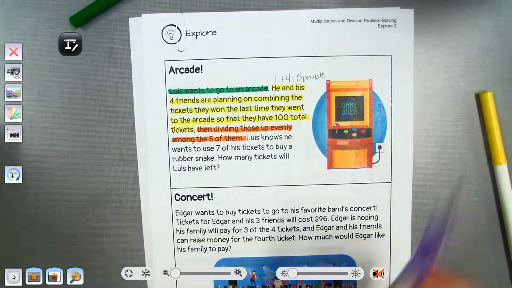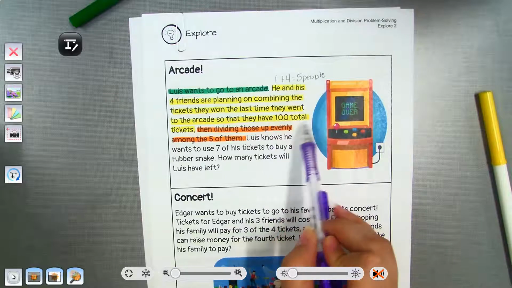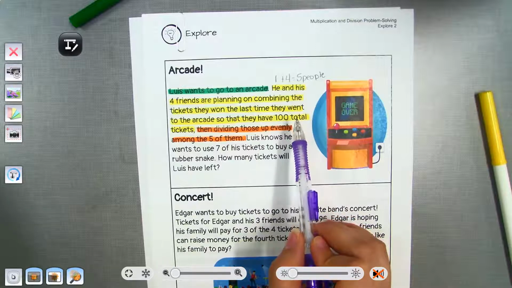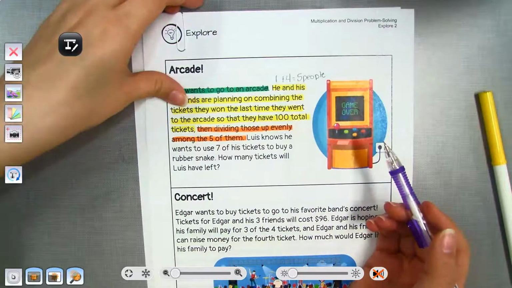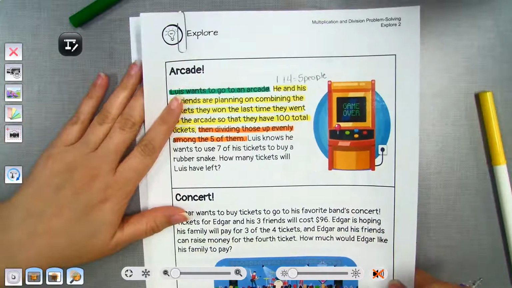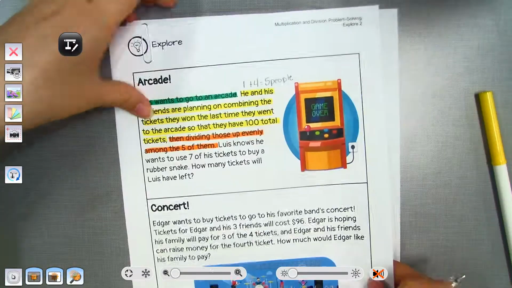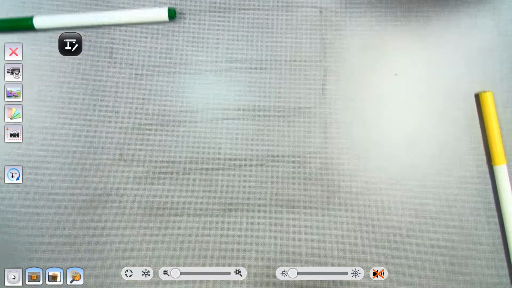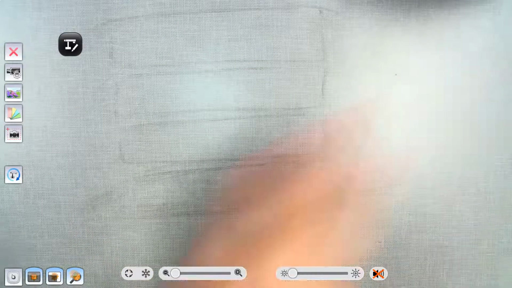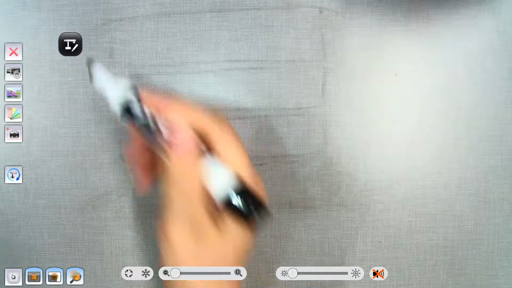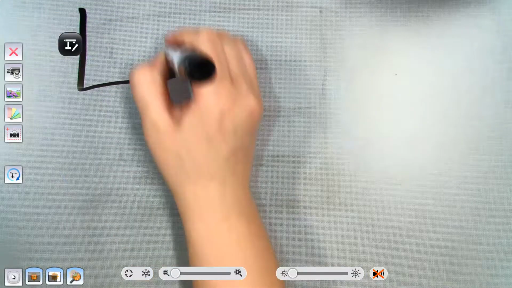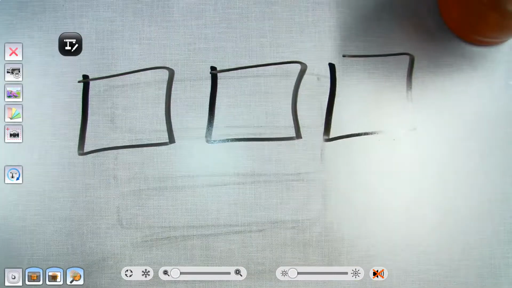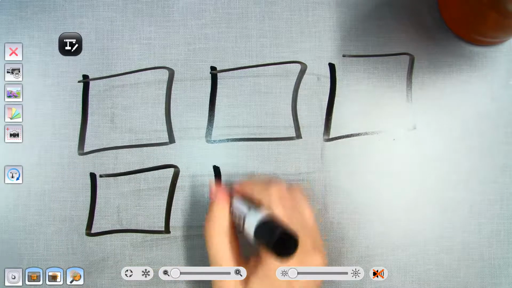What we have is, I know they're going to get 100 tickets. So when they get them all, they're going to get 100 tickets. Then they're going to divide them up evenly among 5 of them. So I'm going to take 100 and we're going to divide those equally among 5 people. Okay, so I'm going to use my base 10s. Here's person number 1, person number 2, person number 3, person number 4, and person number 5.